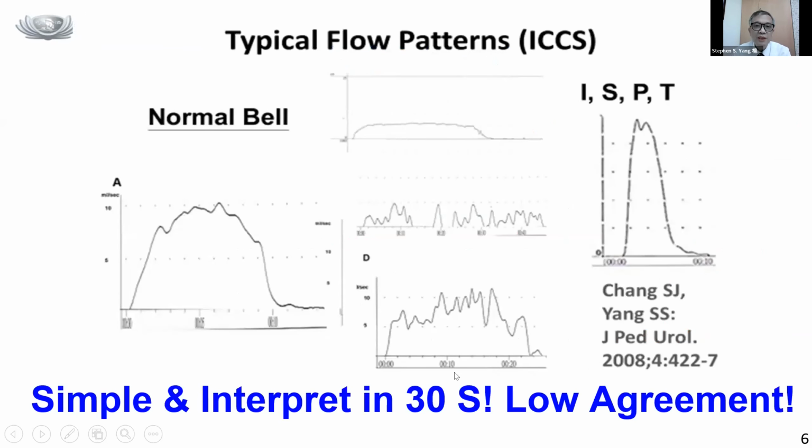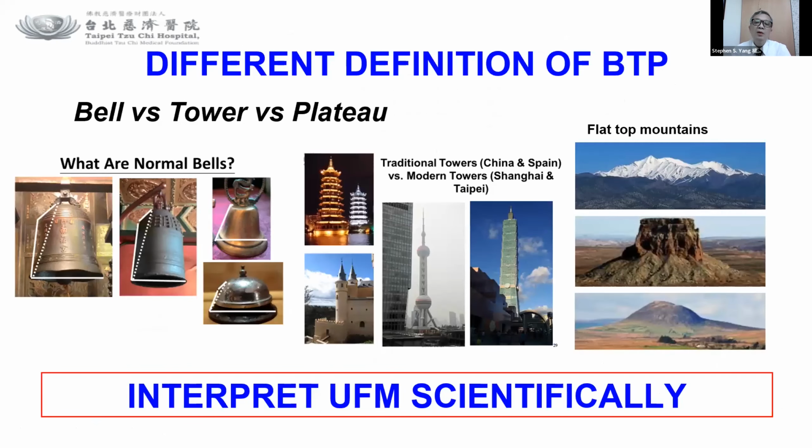Based on the descriptions, we can have typical flow patterns like this: the normal bell, the plateau, the interrupted, staccato, and tower. It seems very simple, and you can interpret it in 30 seconds. However, the agreement between observers or raters is low or moderate in Taiwan, in Japan, and also around the world. Why? Because even the bell, in Taiwan, we have different types of bell. For the tower, the Western tower and the Oriental tower are different. For the plateau, there are many types. So how can we interpret uroflowmetry scientifically? I have worked on this issue for more than 20 years, and I would like to share my experience.